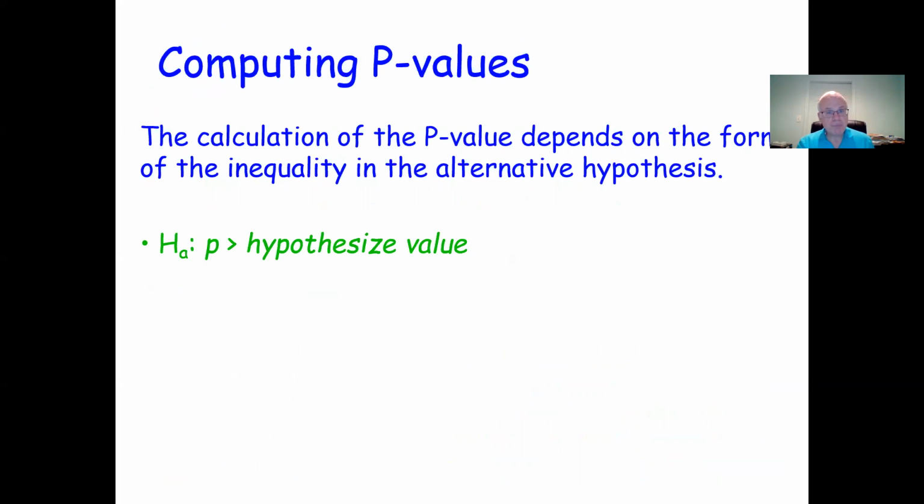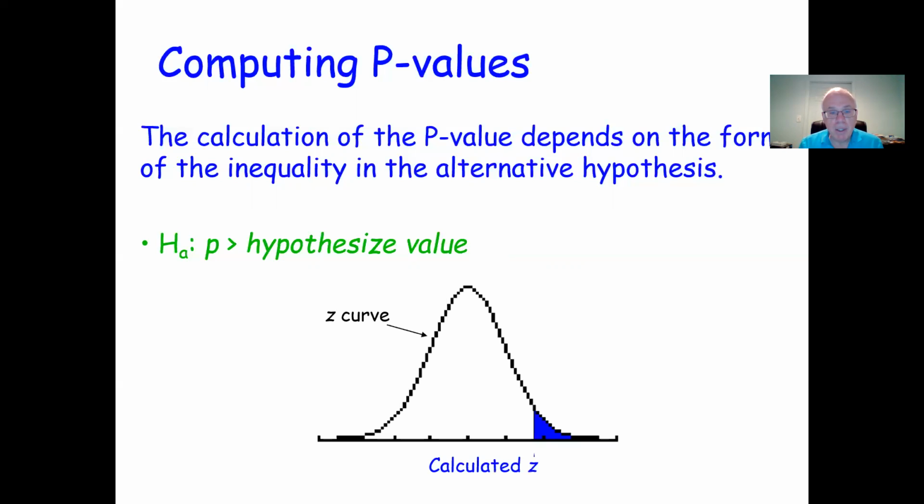All right, now, the calculation of the p-value depends on the form of the inequality in the alternative hypothesis. This is very important. It's our alternative hypothesis that will determine which p-value we're going to calculate. In other words, which tail of the standard normal curve are we going to calculate our p-value from? For example, if our alternative hypothesis is p is greater than some number, that's the one that we just did, then we're going to use the right tail. Notice that the greater than symbol is pointing towards the right.